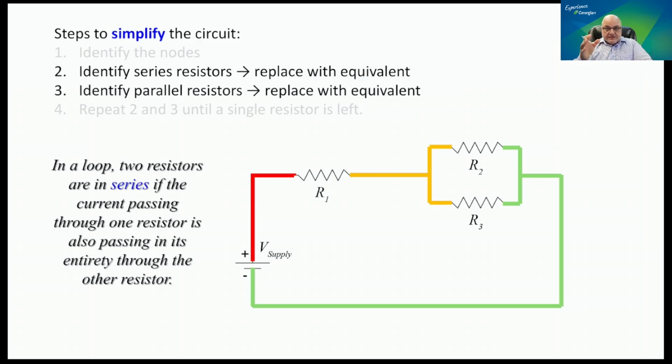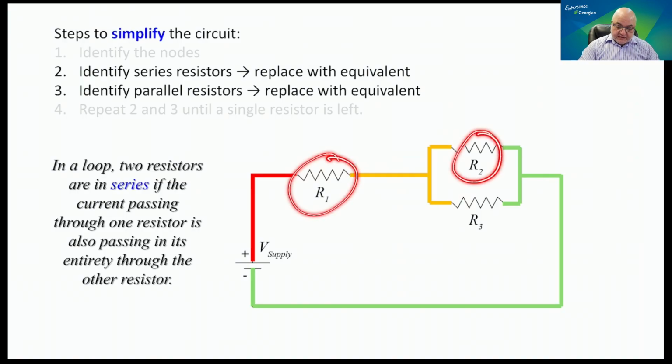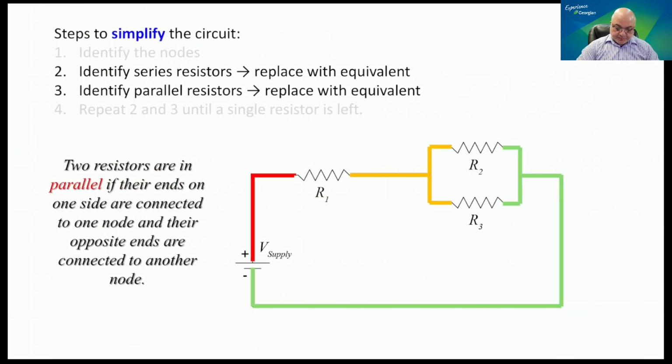Well, the answer is no, because the current that is passing through R1, it's not passing in its entirety through R2. We know this because when the current I1 comes into this fork in the road, it has to be distributed, it has to be divided between R2 and R3. So basically R1 is not in series with R2, and with the same logic and reasoning, R1 is not in series with R3. How about parallel? Well, okay, two resistors are in parallel if they're ends on one side.